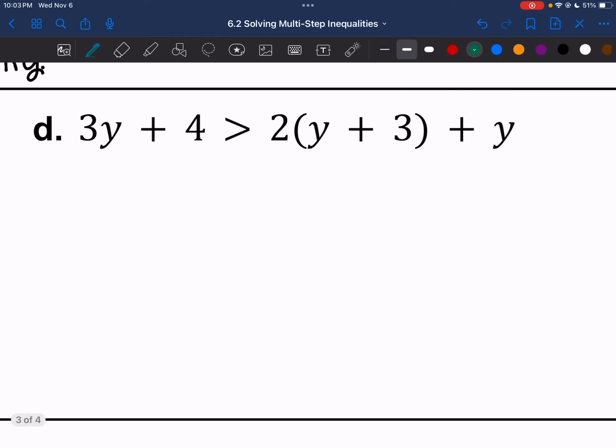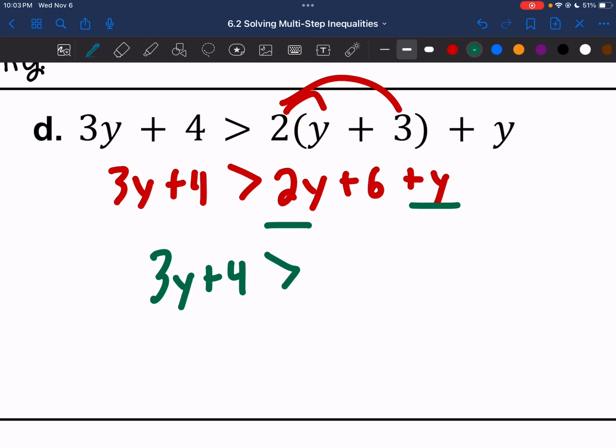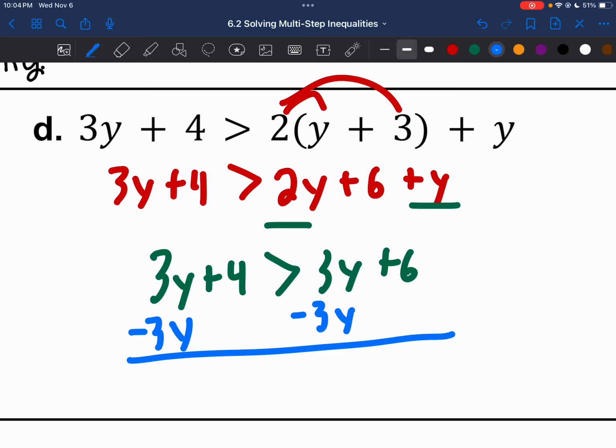Letter D, we start off by distributing again. So we have 3y plus 4 is greater than, we distribute 2y plus 6 plus y. On the right, we combine like terms. We have 3y plus 4 is greater than 2y plus y, which is 3y plus 6. Subtract 3y from both sides, and we get 4 is greater than 6, which we know is not true, so this is no solution.